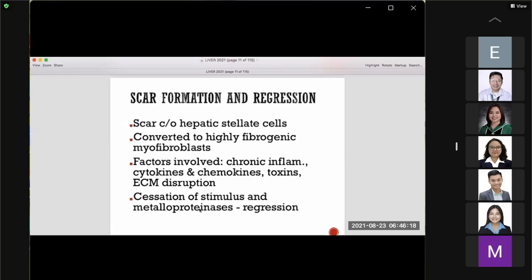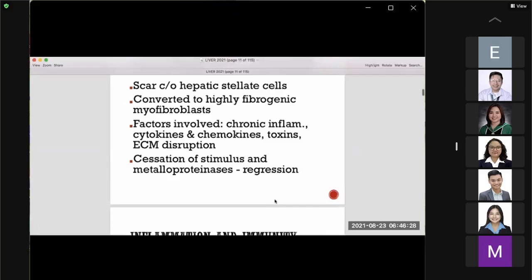If there is cessation of the stimulus that's causing the problem, as well as the presence of metalloproteinases, then regression happens.